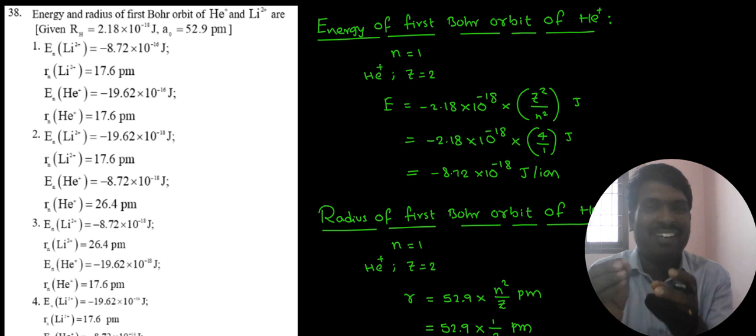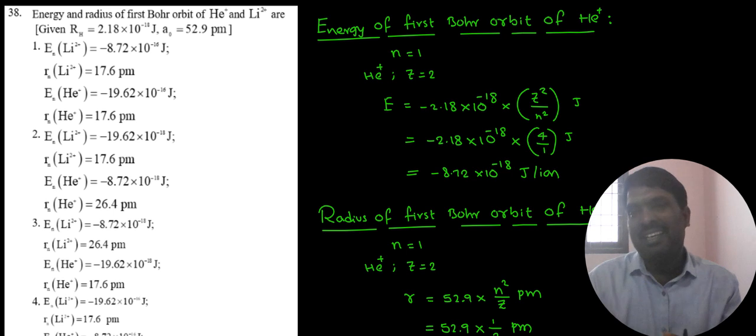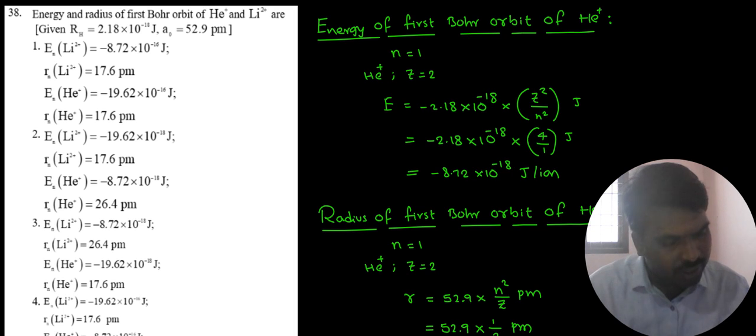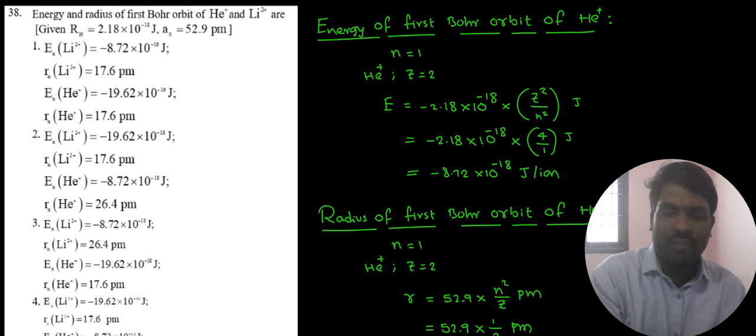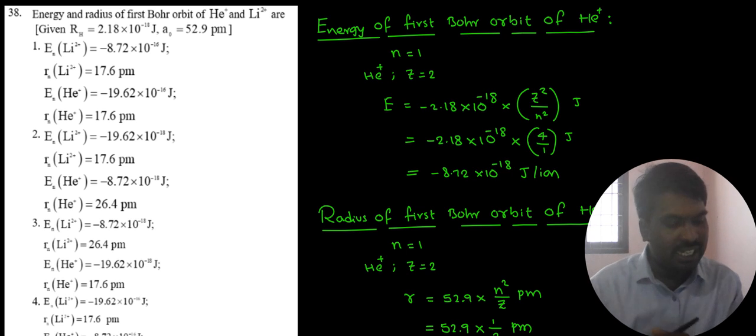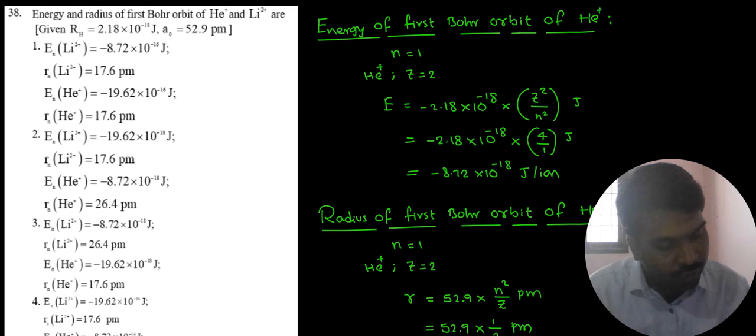So very clearly given hint. From that hint, we can choose which formula is best. So energy of first Bohr's orbit of helium plus, here I provided a very detailed, clear solution. First Bohr's orbit means first orbit, n equal to 1, helium plus, Z equal to 2.